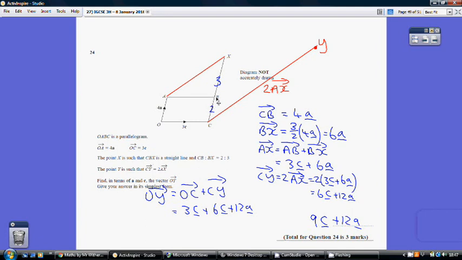So C to B is 2, and B to X is 3. Now we're also told that Y is such that CY is 2 lots of AX. So I've just popped this on my diagram to help me gather my thoughts.